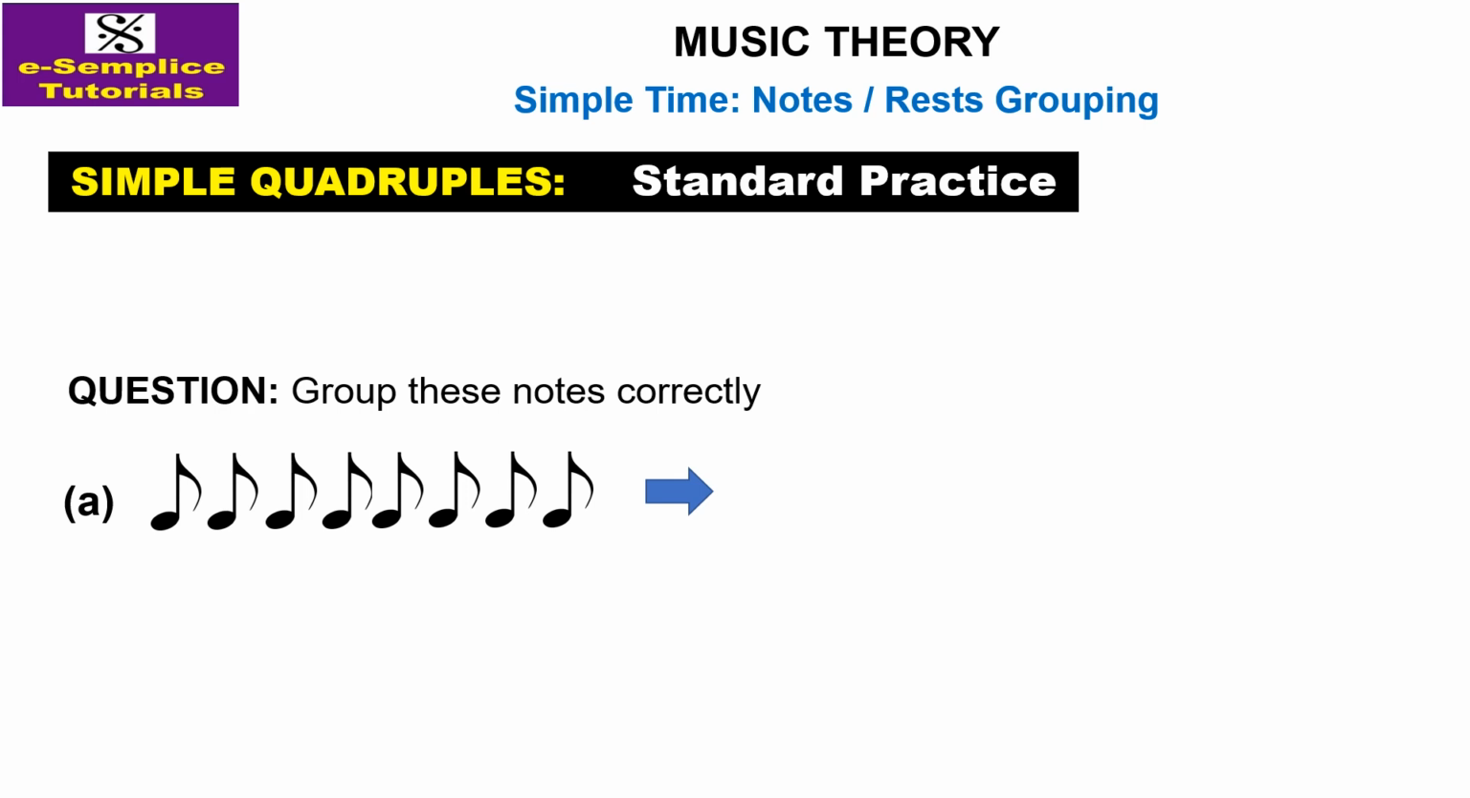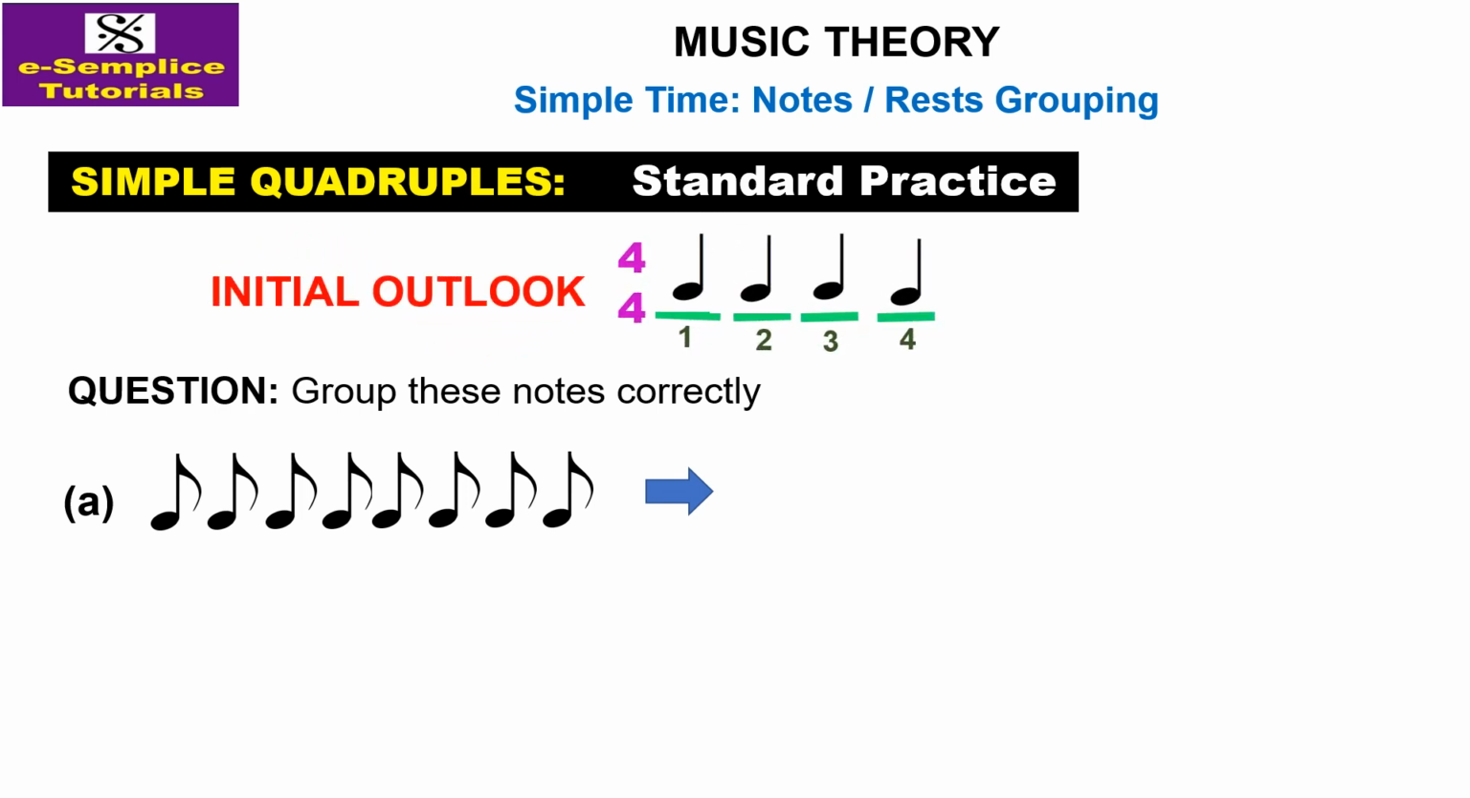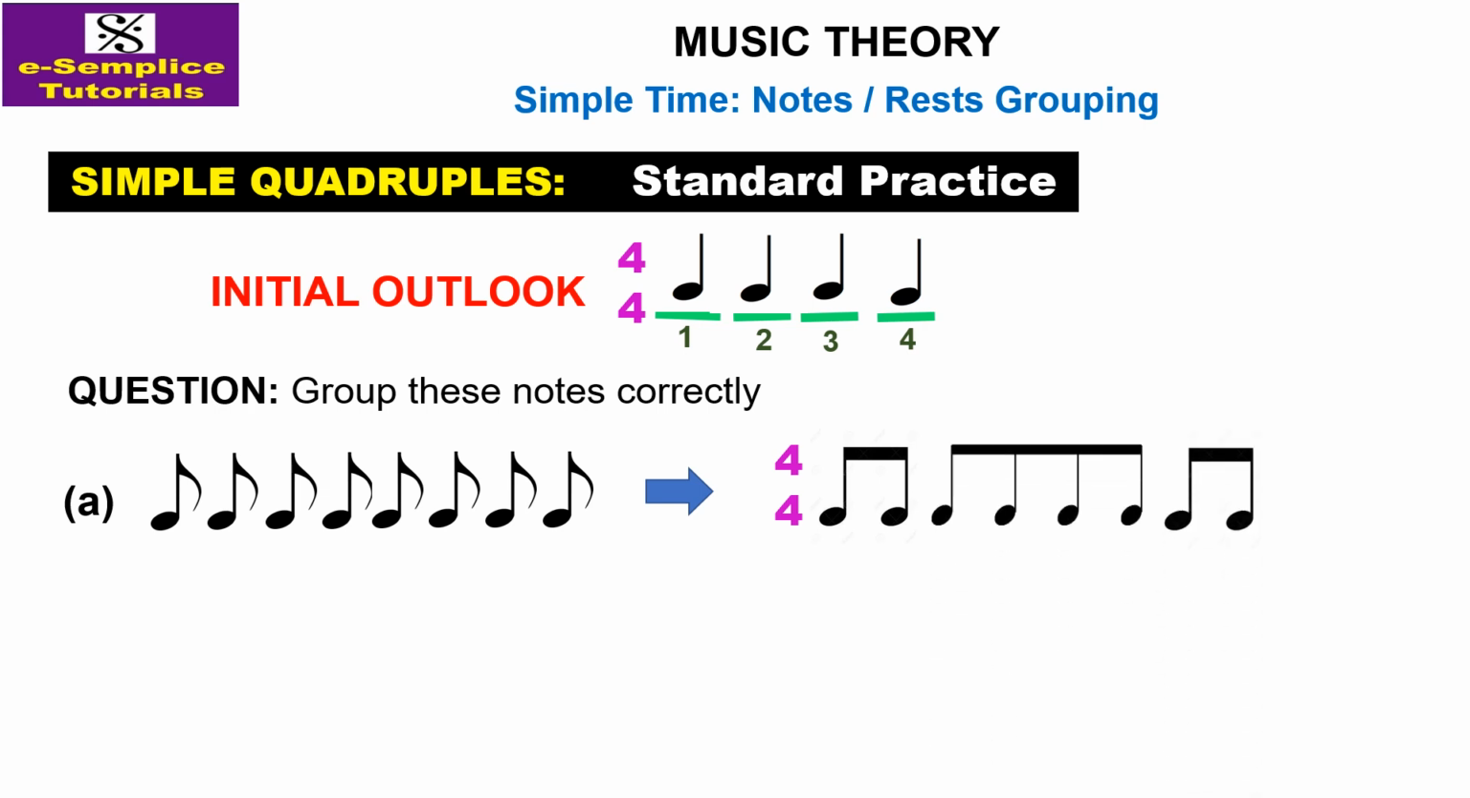We are looking at simple quadruples now, standard practices around the grouping of notes and rest. And we'll take an ambassador in that group, 4/4 time. Group these notes correctly. Now you are given 8 quavers. How do you group 8 quavers in 4/4 time? Take a look at this grouping. Is this right or wrong? Compare it with the initial outlook of 4/4 time. Is this right or wrong?